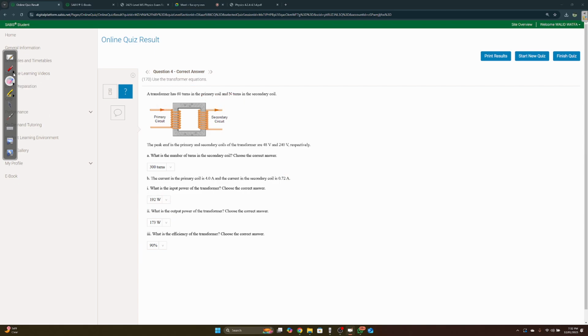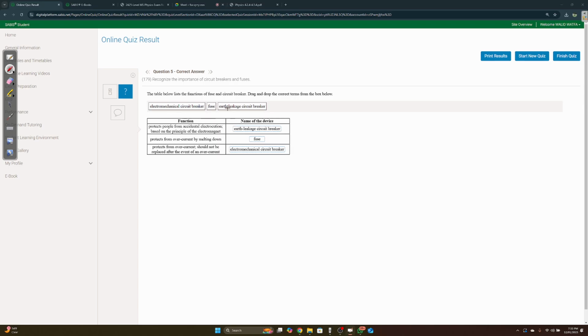They asked what is the efficiency. How do you find efficiency? You always use efficiency equals P out over P in times 100%. So 173 over P in, 192, times 100%, right? And you get 90%. Very easy questions.